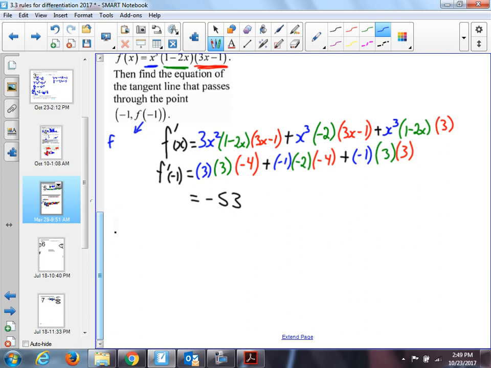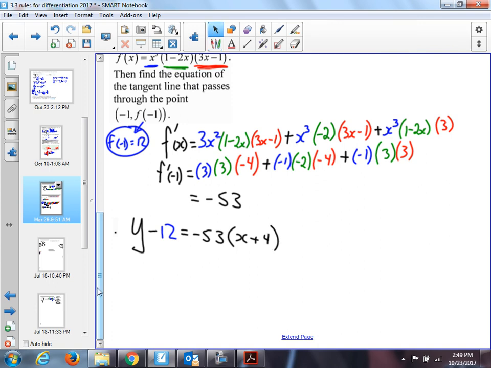So I'm just going to write this down. Negative 1, 12. Okay. So then all I need is y minus 12 equal to negative 53 bracket x plus 4. Okay, x minus negative 1 is really x plus 1.